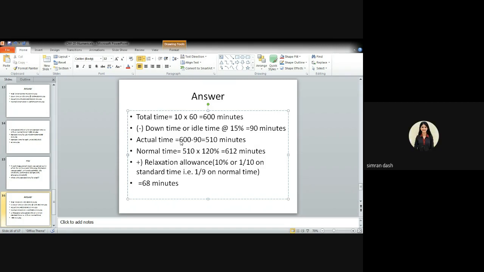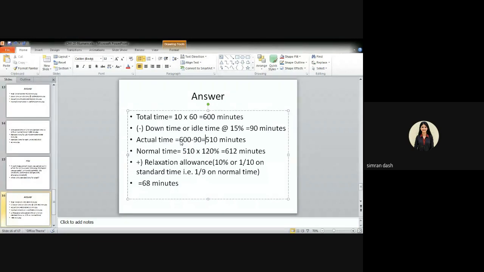If you see the problem statement, the performance rating is given how much? 120% of your actual time. That equals how much? If you multiply it with 120%, for calculating the normal time, that equals 612 minutes. Is it clear? Yes, sir. Moving to next step.